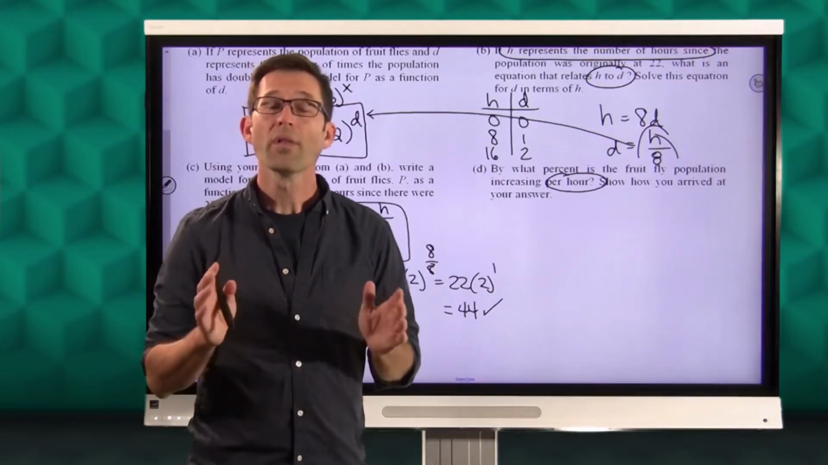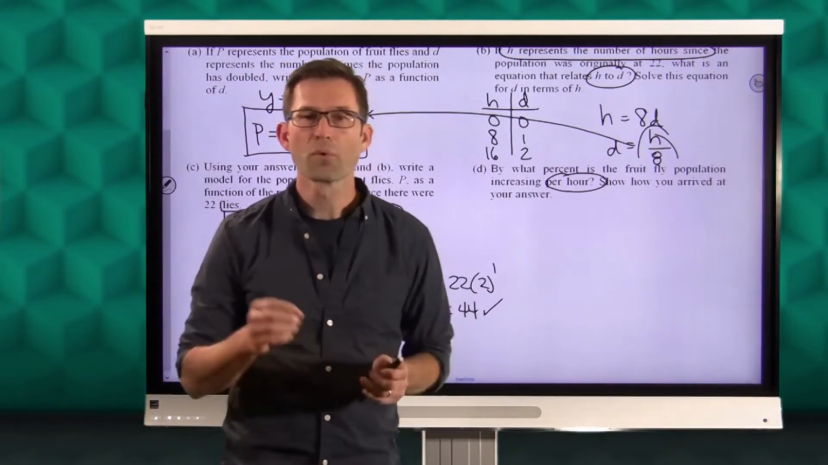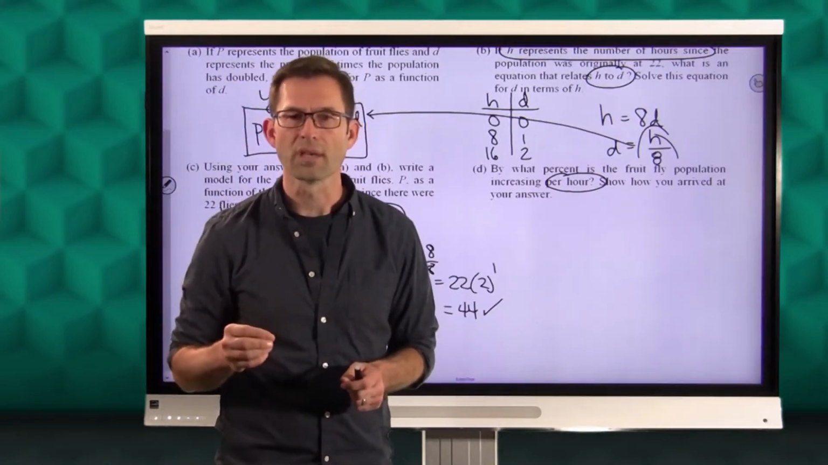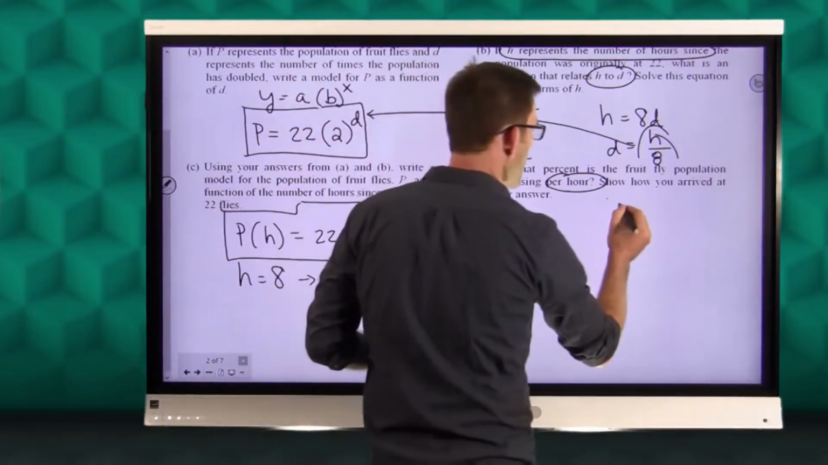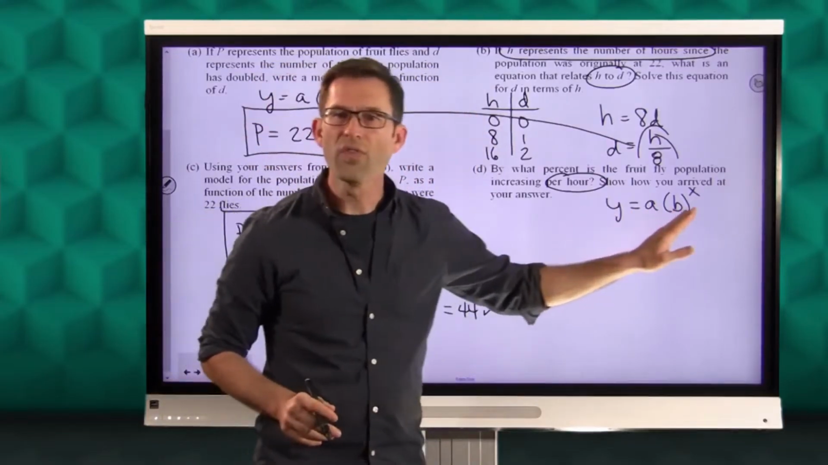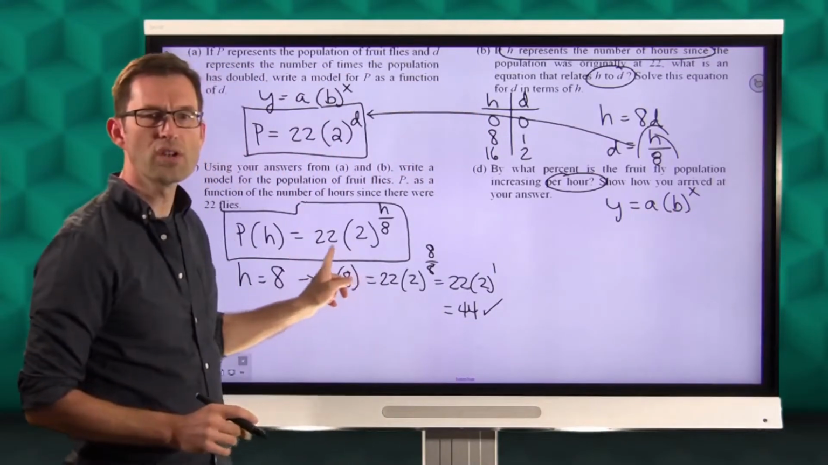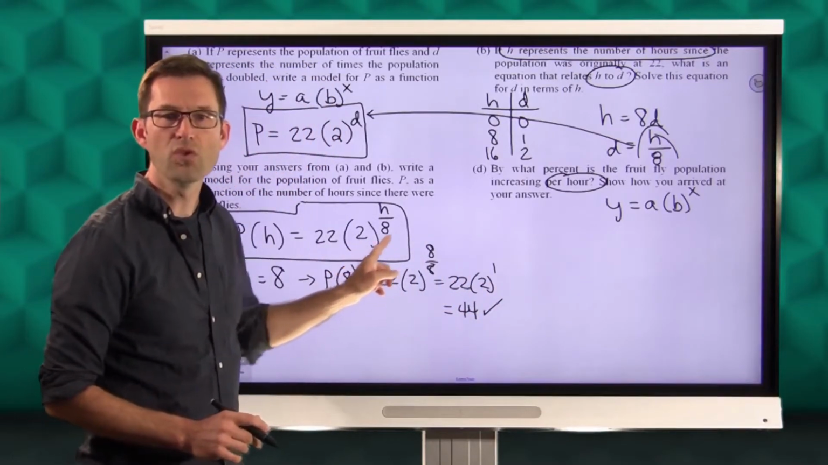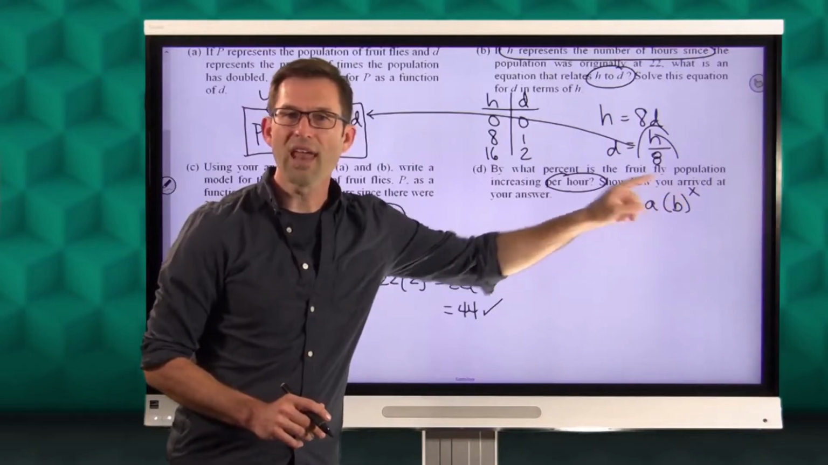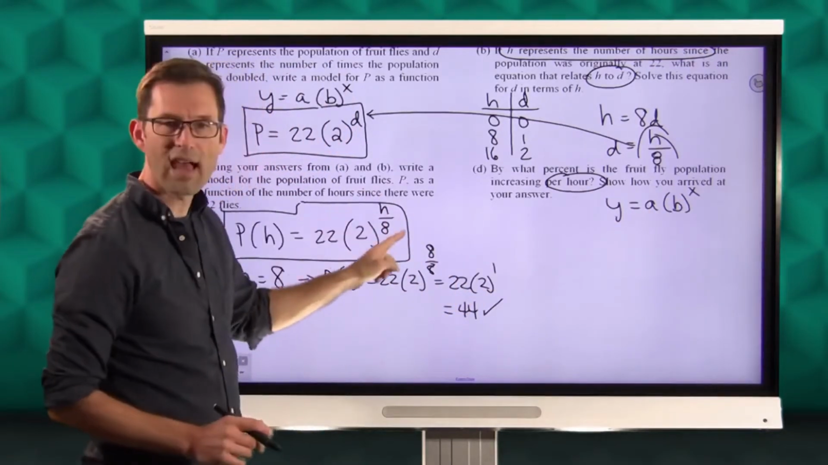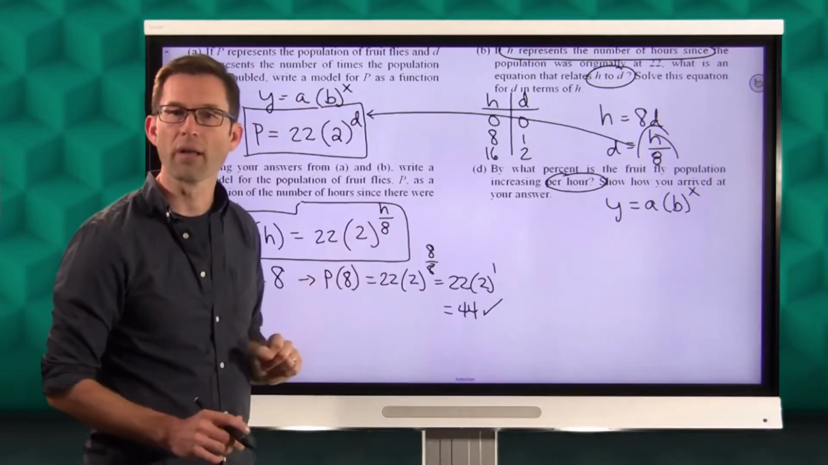All right. Well, it's very, very easy to see the percent that an exponential function is increasing and likewise decreasing if it's written in the form y equals a times b to the x. And we'll look at this a little bit more in a moment. If it's written like this, but right now this function doesn't look like this. I mean, sure, the a is 22 and the b is 2, but we don't just have an x up there. We have an h divided by 8. We need to just have the h up here, not the h divided by 8.